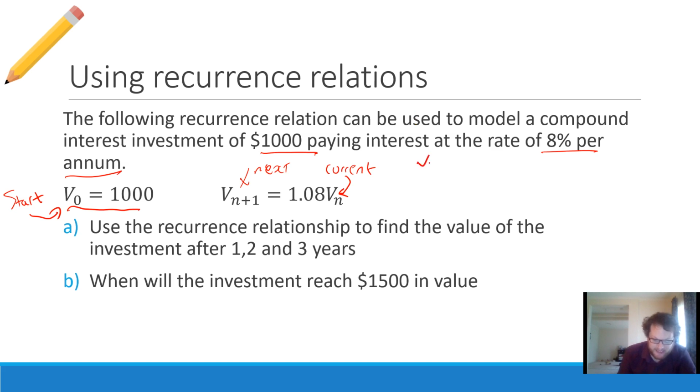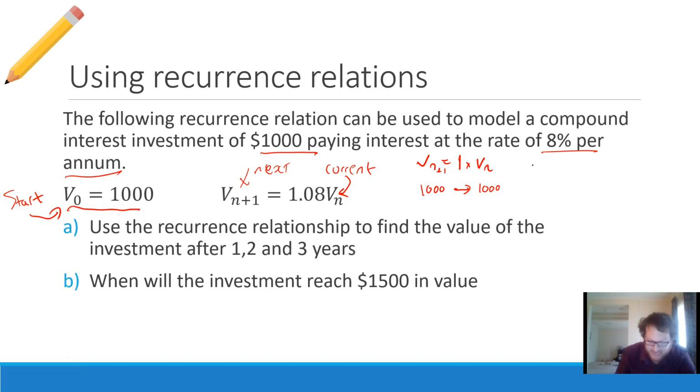If we said V(n+1) was 1 times Vn, what would that mean? Well, that would mean there's no growth. If we started with 1,000, the next value would be 1 times 1,000, which is 1,000. So if this number is 1, there's absolutely no growth at all. Let's look at a different example though.